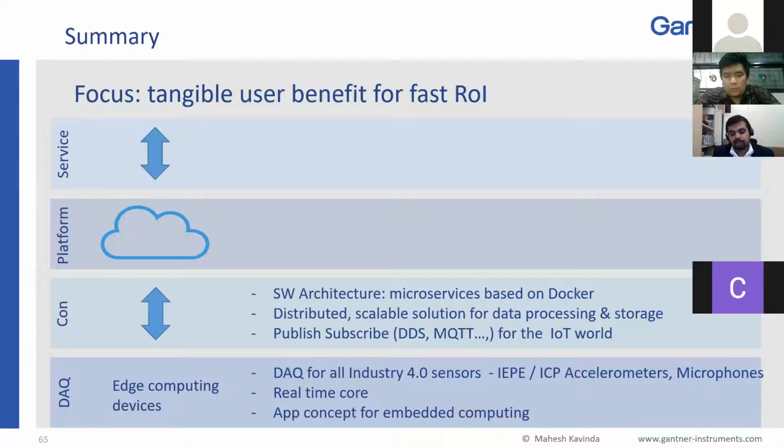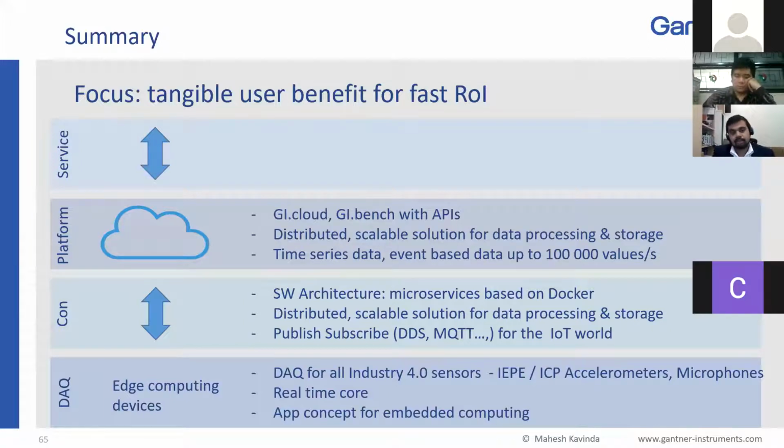It can store locally, and if something goes wrong with the network, the device starts storing the entire data in its own internal database. Once the network is established, it will perform first in, first out and publish, subscribe, DDS or MQTT, for the IoT world. Then in terms of platform, it can be Gantner Cloud or GI Bench with APIs, or it can be further solutions with data processing. It can also have time series data and event-based data up to 100,000 values per second. So that's quite a high data rate.